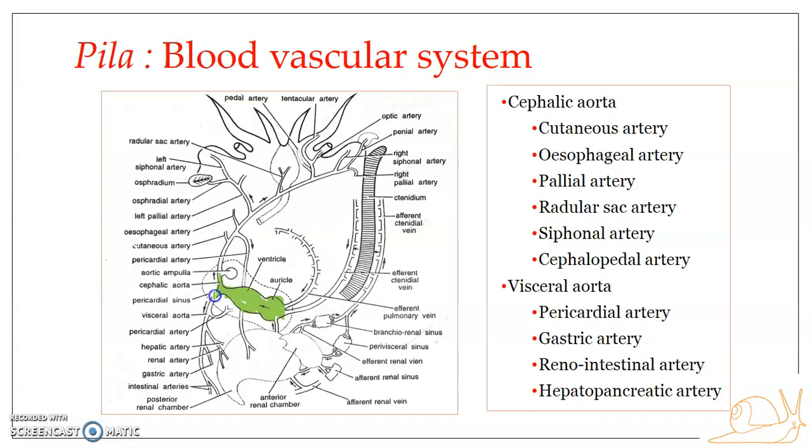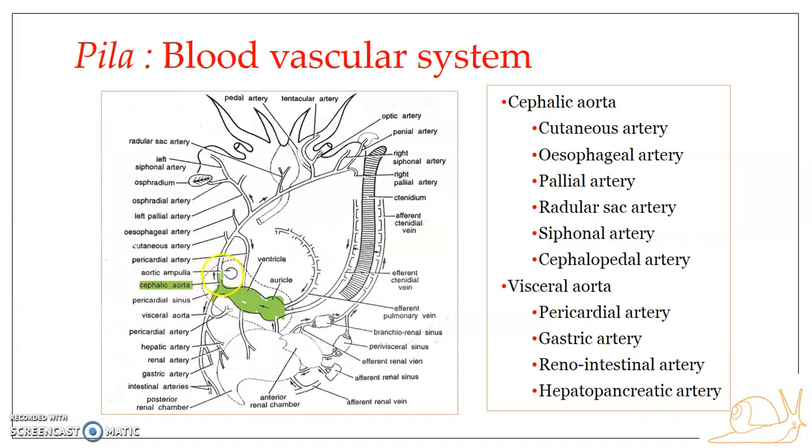You can see here these are two branches. One branch takes blood towards the head and the foot region, and hence it is referred to as the cephalic aorta. The other trunk, which takes blood to the visceral mass region, is known as the visceral aorta. We'll be looking into the branches of the cephalic aorta first.